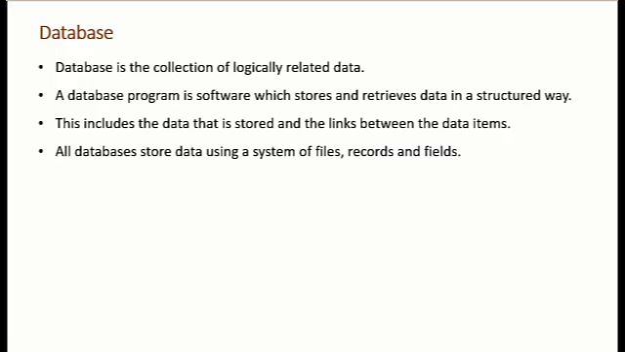Data stored in a database is logically related with different types of links. These links are called relationships between data items. And a database program or a system is a computerized record keeping system. And this system is responsible for overall performance and maintaining the data, storing the data, and retrieving the data whenever data is needed.